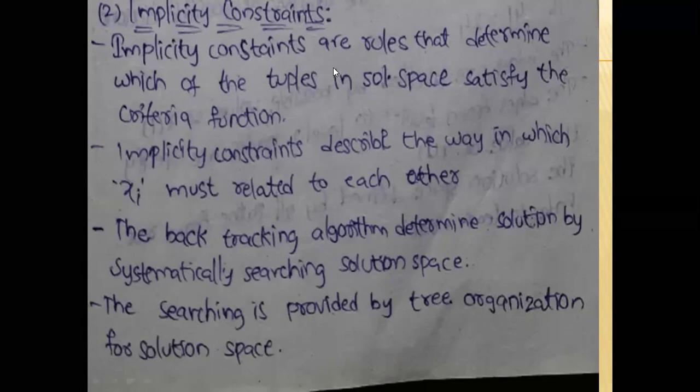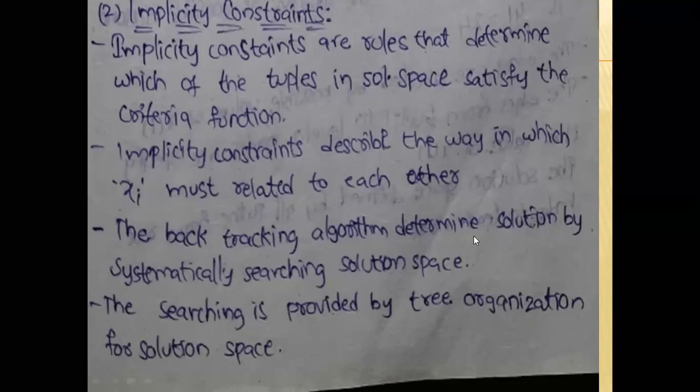The implicit constraints are rules that determine which of the tuples in the solution space satisfy the criteria function. So every problem has a criteria function. The implicit constraints describe the way in which the x of i values are related to each other, that is, the relationship between the x of i values.